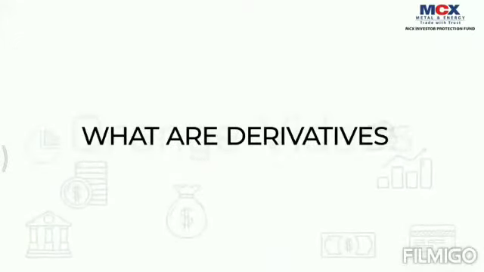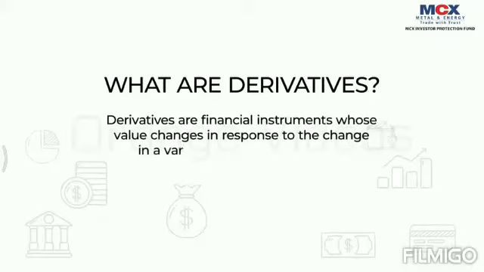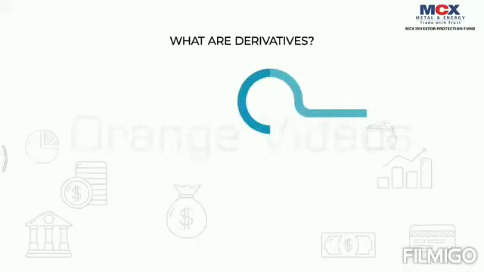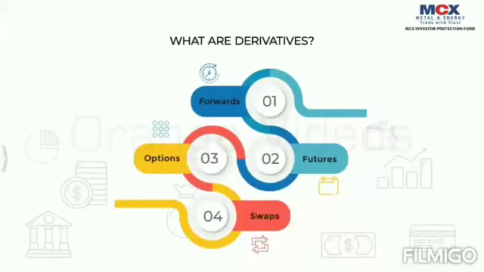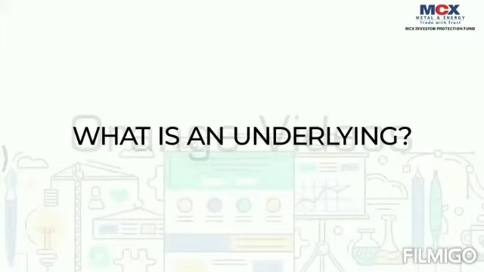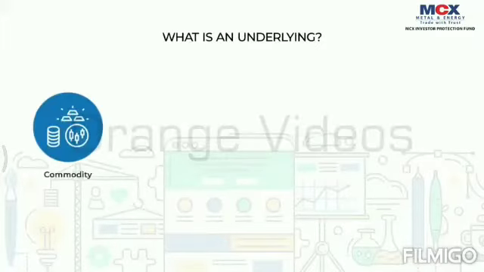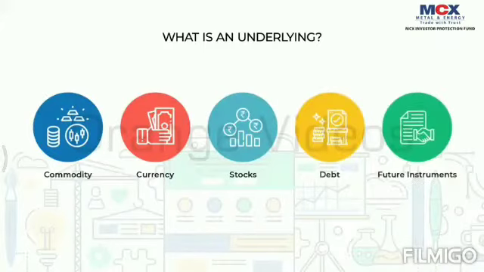What are derivatives? Derivatives are financial instruments whose value changes in response to the change in a variable called underlying. The different types of derivative financial instruments are forwards, futures, options, swaps. What is an underlying? There are various types of underlying assets. These underlyings could be commodity, currency, stocks, debt, and futures instruments.